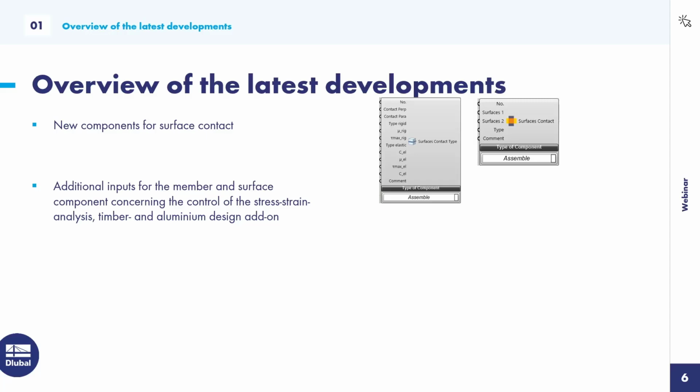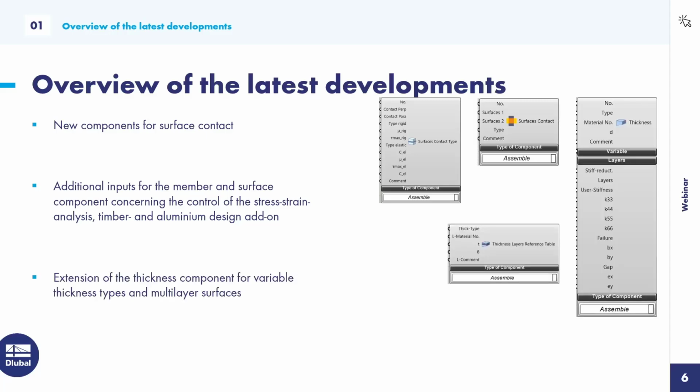We also extended the member and surface components with additional inputs for the stress-strain analysis, timber and aluminum design add-on. How you can control these add-ons I will show afterwards. I think the key feature is here the template functionality that we implemented a while ago into our export component. And the last feature that I will show here in the PowerPoint presentation is the extension of the thickness component for variable thickness types and multi-layer surfaces. This obviously will be a topic of today's live demonstration.